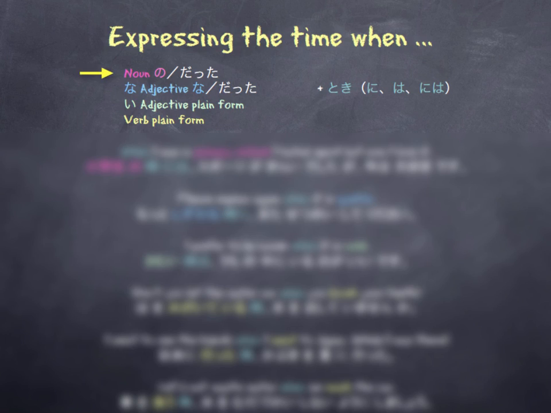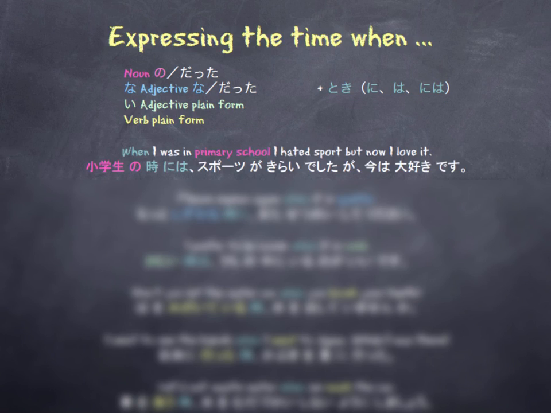We're going to also attach the particle no to the noun. If it's a na adjective, we'll attach the na to the end of the adjective. If it's an e adjective, we want it in plain form. And if it's a verb, we also want it in plain form. And then we attach the word toki, and it can be followed by any of these particles, which include ni, wa, and niwa. I'll explain how they differ on the second slide.